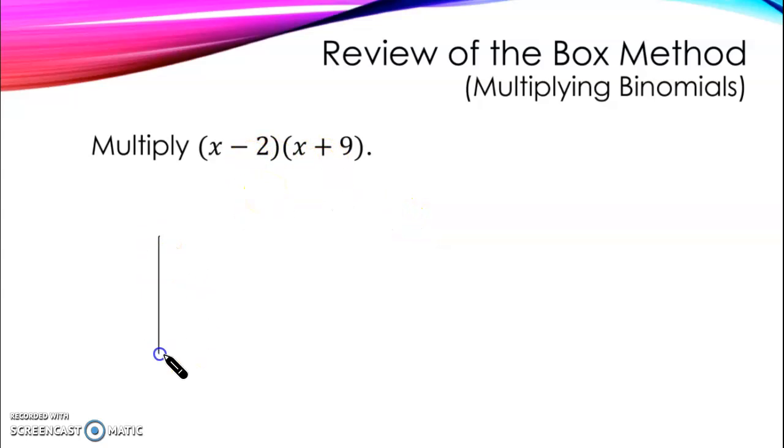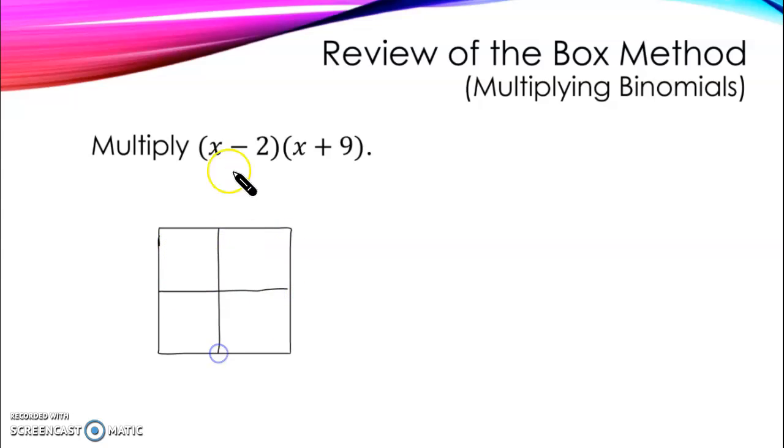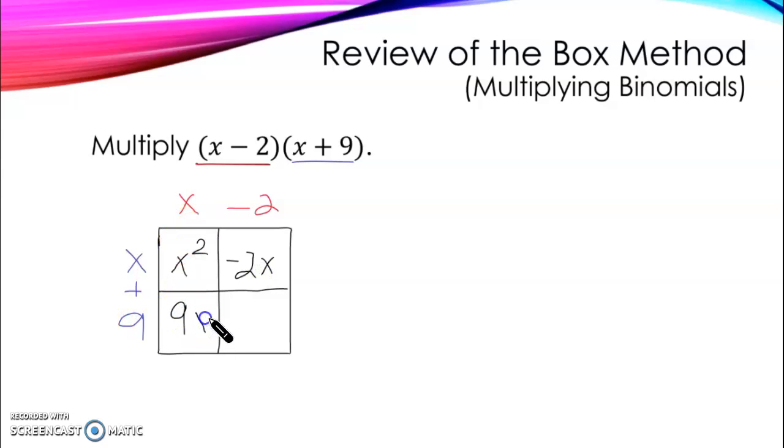And so if you recall, we're going to create a box to simplify these two sets of parentheses, where one of them is going to act as the length, so x minus 2 can be written up here, and the other can act as the width, x plus 9. And then we're going to find the area of each of these four sections to get the total area. So x times x is x squared, x times negative 2 is negative 2x, 9 times x is 9x, and 9 times negative 2 is negative 18.